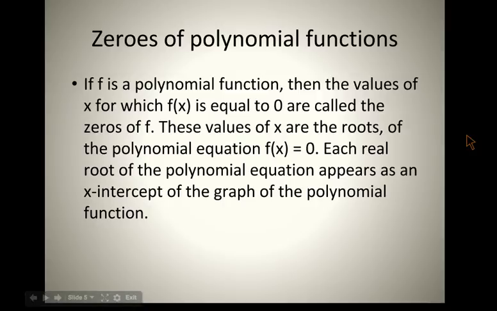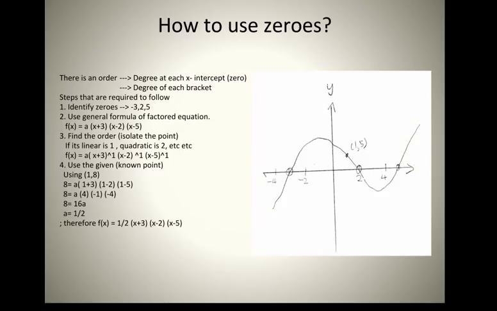Zeros of polynomial functions. If f is a polynomial function, then the values of x for which f(x) equals 0 are called the zeros of f. These values of x are the roots of the polynomial equation f(x) equals 0. Each real root of the polynomial equation appears as an x-intercept of the graph of the polynomial function. How to use zeros? There is an order, the degree at each x-intercept, the degree of each bracket.